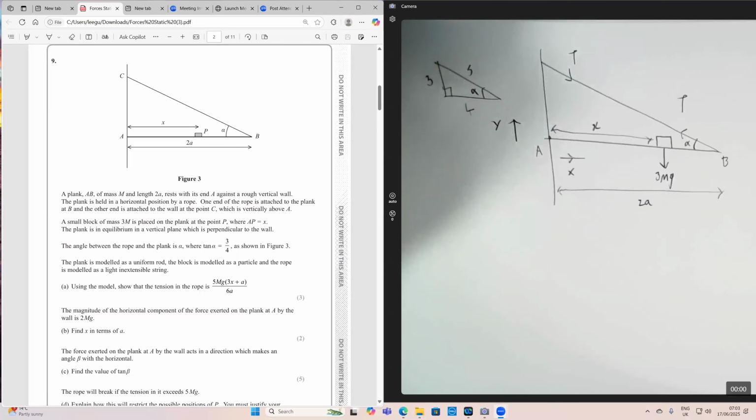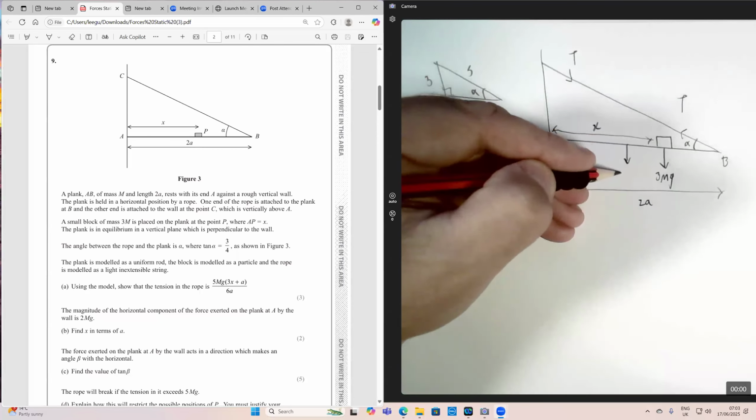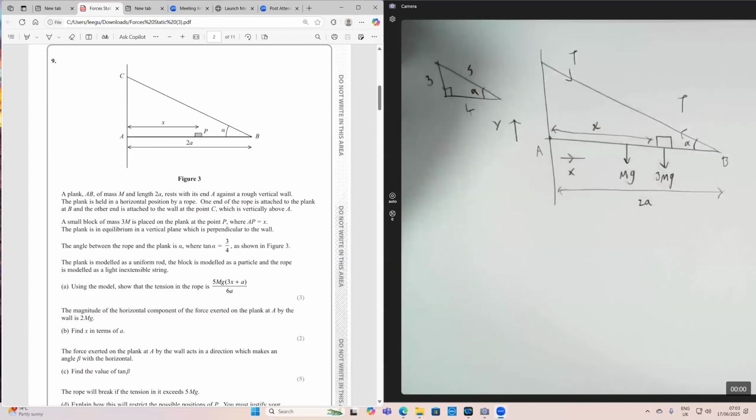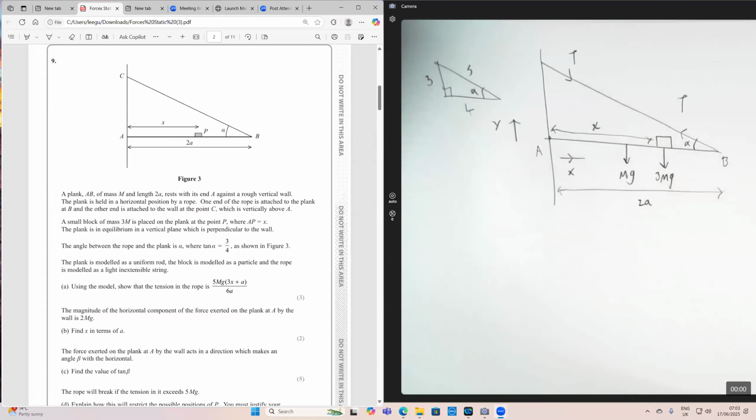The plank is modelled as a uniform rod, and the block is modelled as a particle, and the rope is modelled as a light inextensible string. Okay, that is great. Now, it tells us that the mass of the plank is m, and it's uniform. So we have mg as the weight of the plank, which is going to be acting at a distance of a from the point A. And I think that's everything that we need for our sketch.